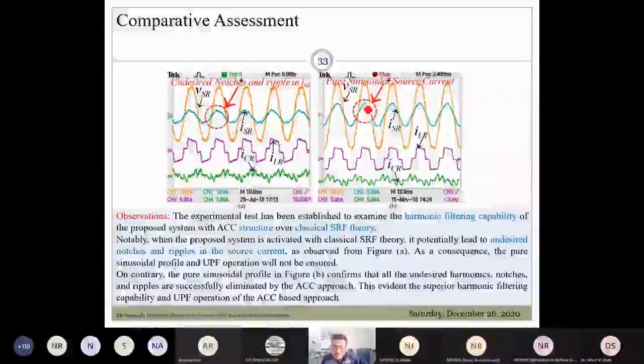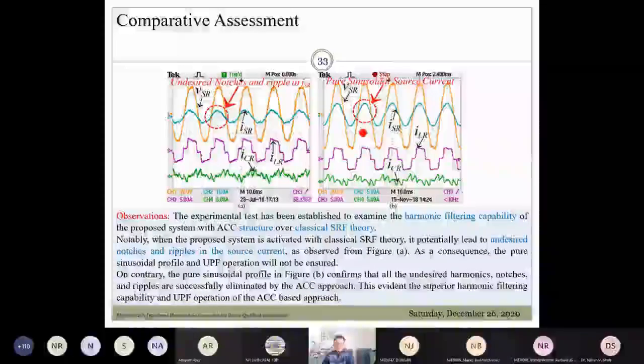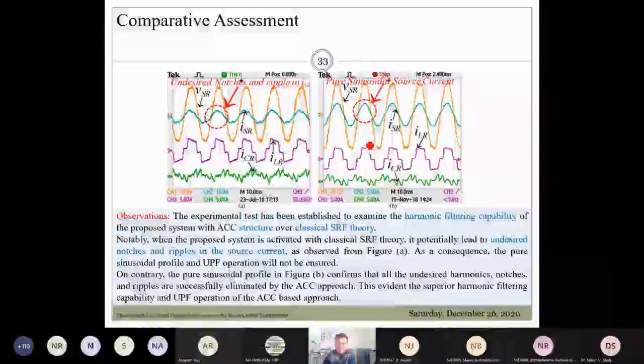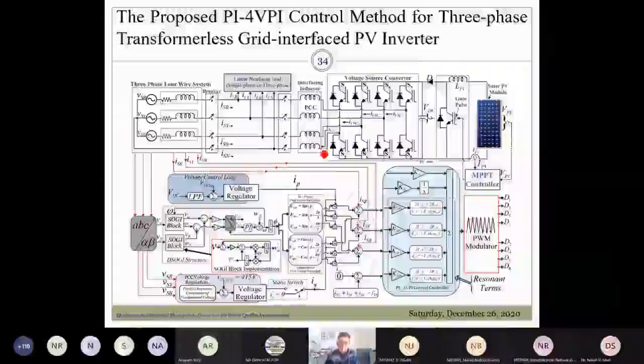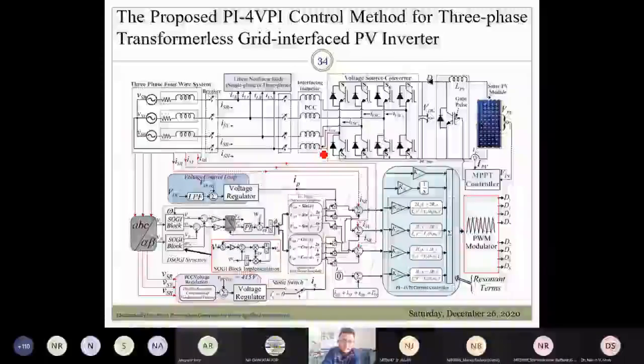On the other hand, when the PV inverter is operated with the proposed active current control, the grid current is observed to be sinusoidal, and it complies with the total harmonic distortion limit specified in the IEEE revised standard 519/2014. So these improvements confirm that the active current control is a competent candidate for the grid interactive photovoltaic systems. Okay, so before we proceed further, if you have any questions, then I would be the happiest to address your queries.